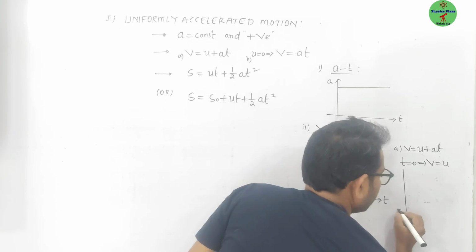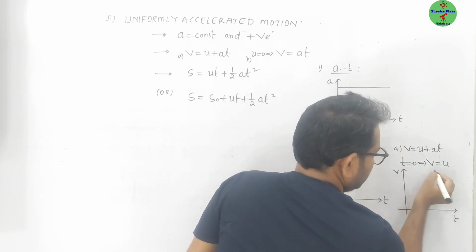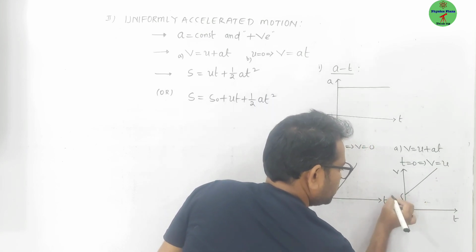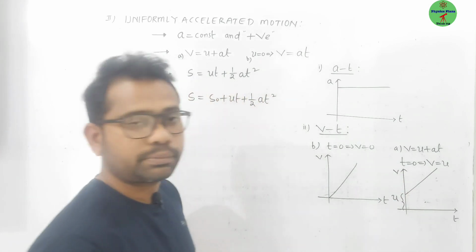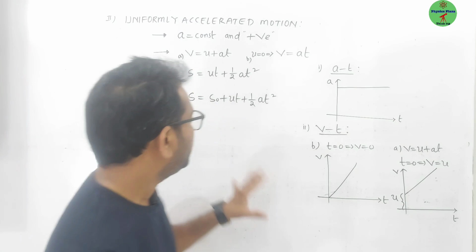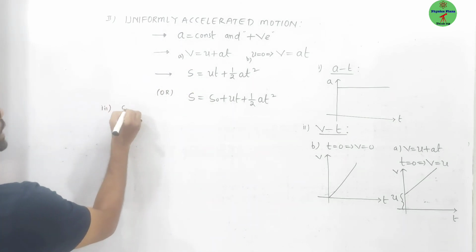So we get, this is the time axis, this is velocity. We get a straight line, but like this. So this will give you some y-intercept U. So this is the acceleration time graph and velocity time graph. Now the third one, let us see about the displacement time graph.